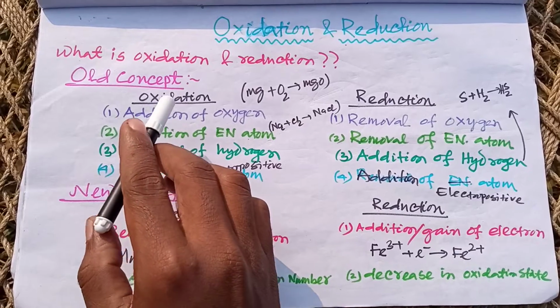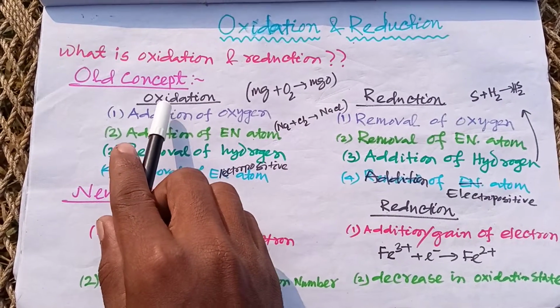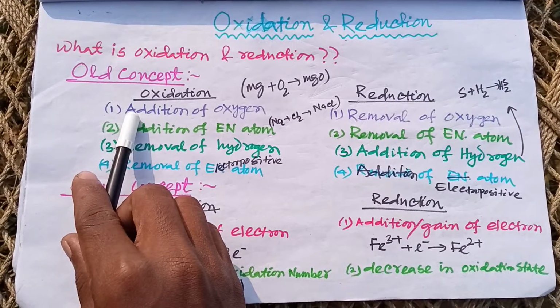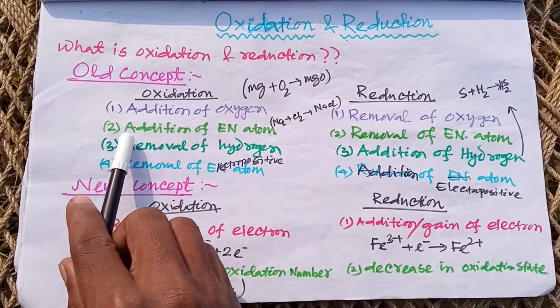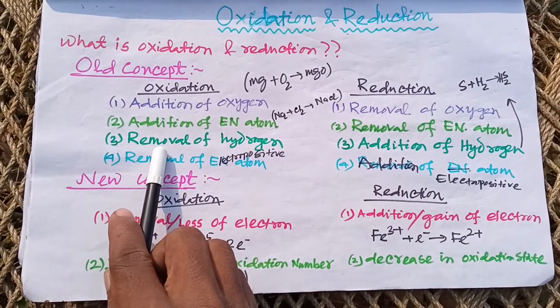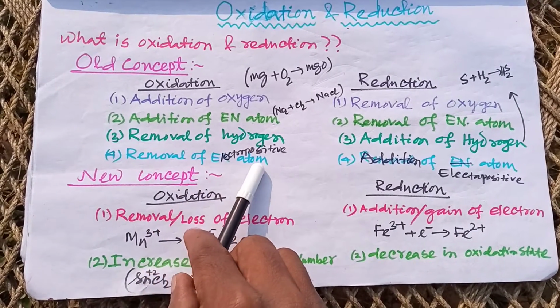So here are the two concepts. This is the old concept, and according to the old concept, oxidation means either addition of oxygen or addition of an electronegative atom, or removal of hydrogen, or you can say removal of an electropositive atom.